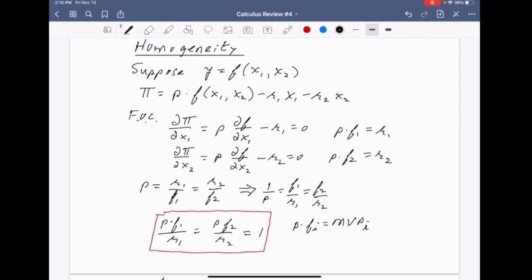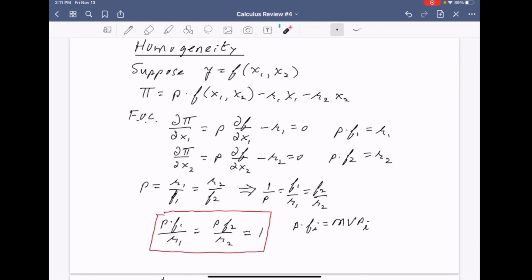In this lecture, we're going to look at homogeneity, which is a very important concept in economics. So let's begin by supposing that y is a function of x1 and x2, so that the profit is given by price times this function minus r1 x1, where r1 is the price of input 1, x1 is the amount of input 1, and also minus r2 x2.